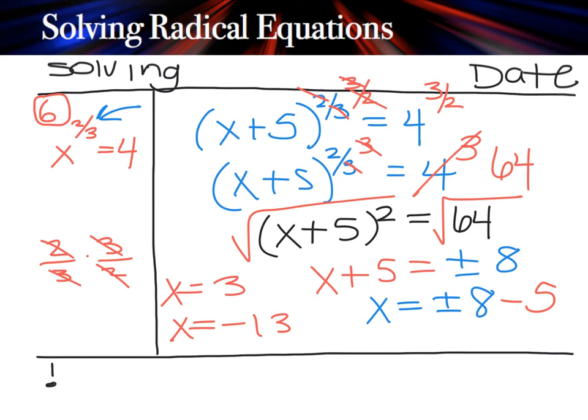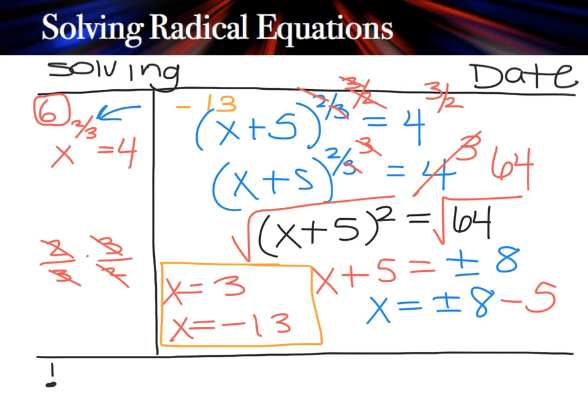If you go back and check these answers, if you check 3, it will make an 8, and the cube root of 8 is 2. 2 squared equals 4, so 3 will work. If you put negative 13 in there, that'll make a negative 8, and the cube root of negative 8 is negative 2. Negative 2 squared is also equal to 4. So both of these answers will work.